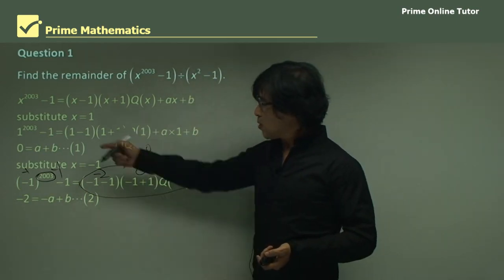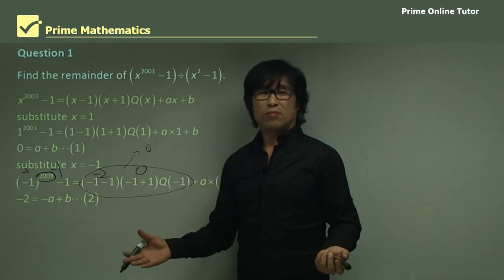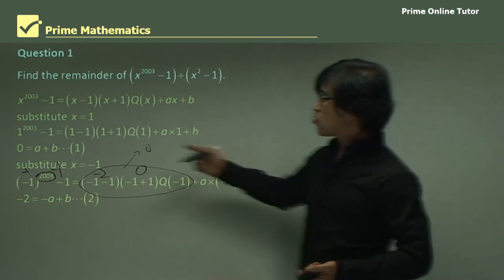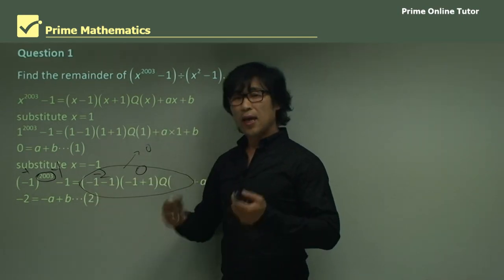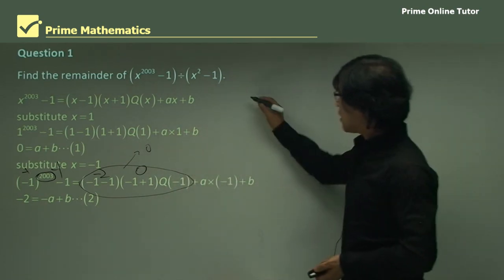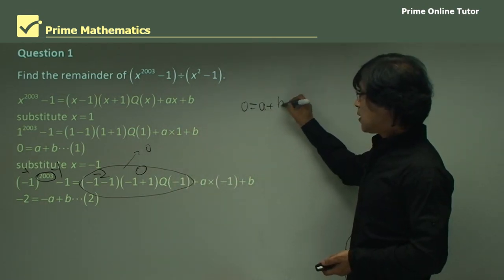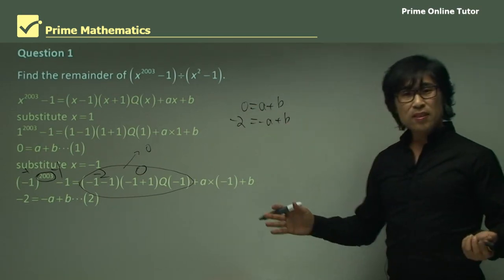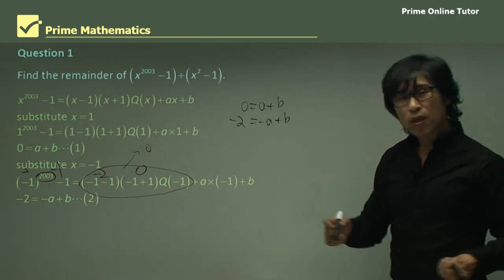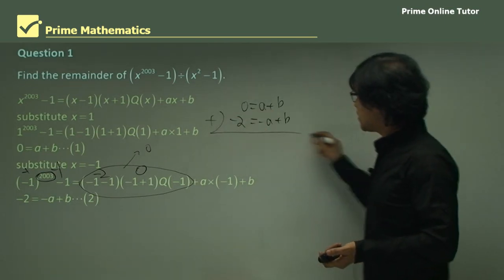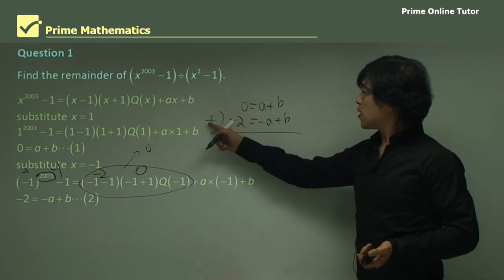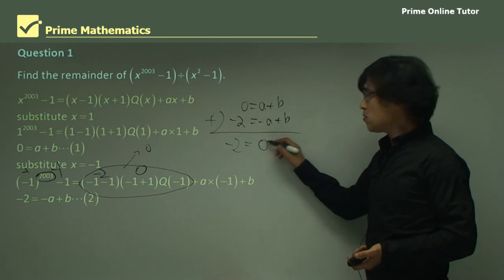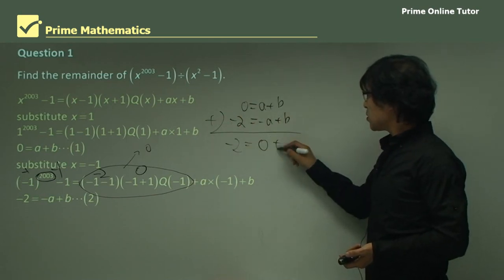So we have two equations forming simultaneous equations. You can just solve them simultaneously, and you'll get the a and b values separately. Let's say 0 equals a plus b, and negative 2 equals negative a plus b. It's an easy simultaneous equation. I'll add them in this case. 0 plus negative 2 becomes negative 2, a plus negative a becomes 0, and b plus b equals just 2b.